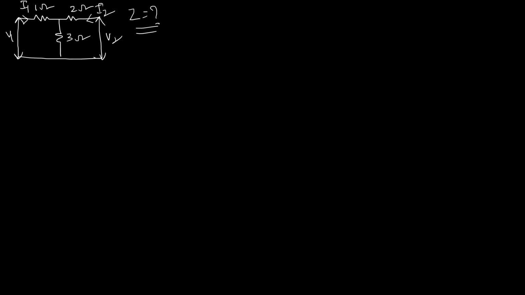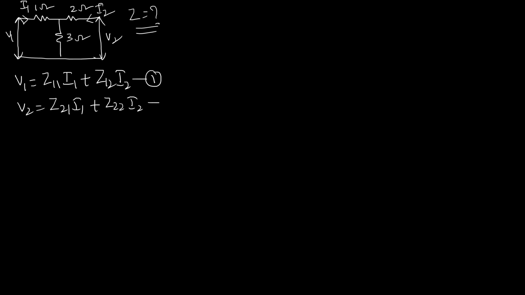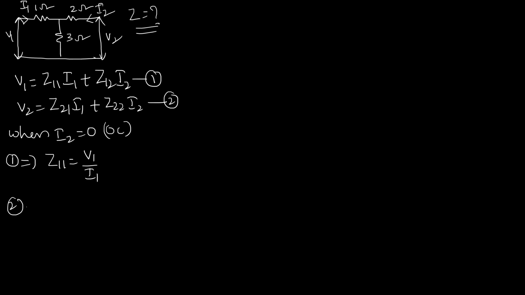We need to find the Z parameters. What we need to do is write the Z parameter equations. We already discussed: V1 equal to Z11 I1 plus Z12 I2. This is our first equation. Now V2 is Z21 I1 plus Z22 I2. This is the second equation. Now we apply the conditions. First, when I2 equal to 0, what happens? Open circuit. Under this condition, from equation 1, what parameter can you get? Z11, that is V1 by I1. Similarly, from the second equation we can get Z21 as V2 by I1.